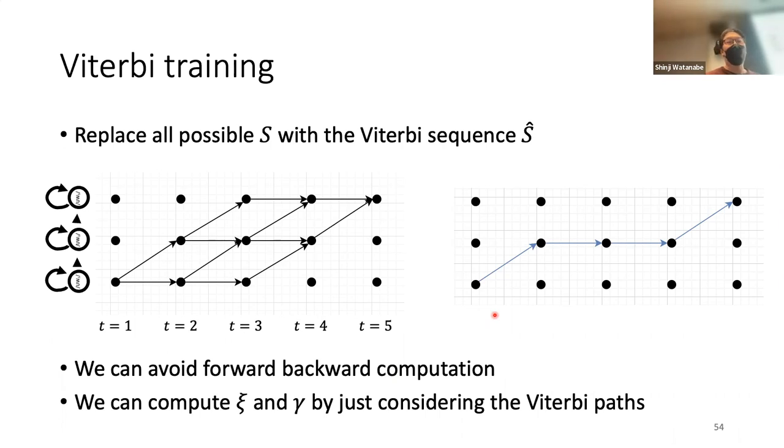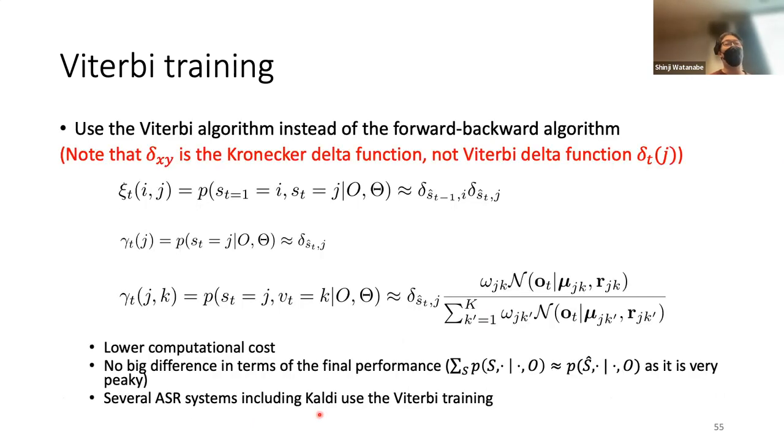And then the computation is a little bit smaller than the forward-backward algorithm. And we can compute the xi and the gamma in a similar manner. However, in the previous cases, it is soft, right? We compute all other possible values, so it can be between 0 and 1. But now it's hard, since the path we take is fixed, so the xi, gamma and so on are based on the Kronecker delta function.